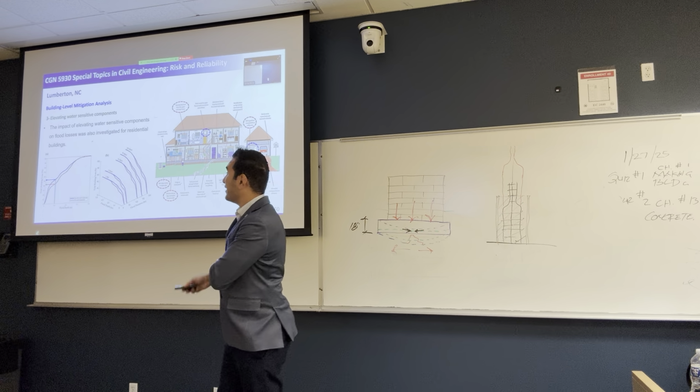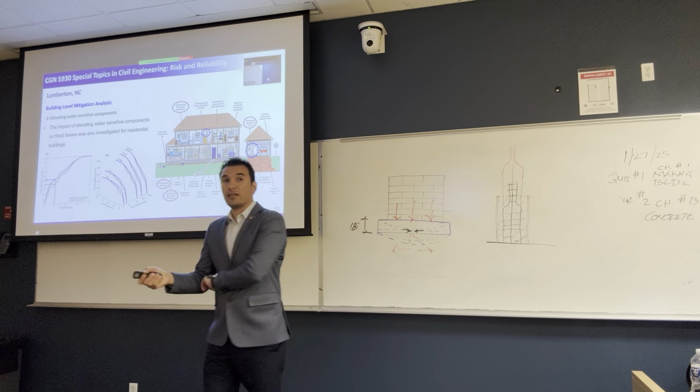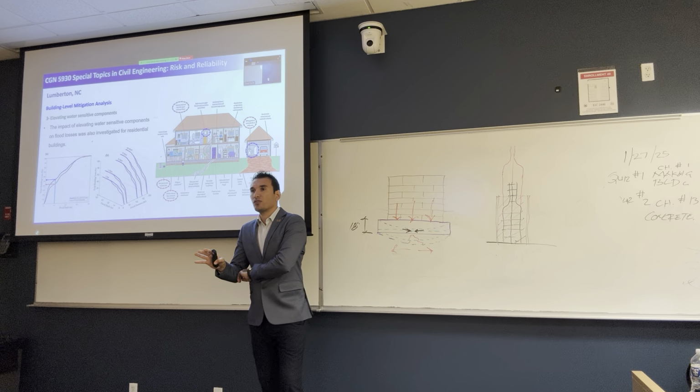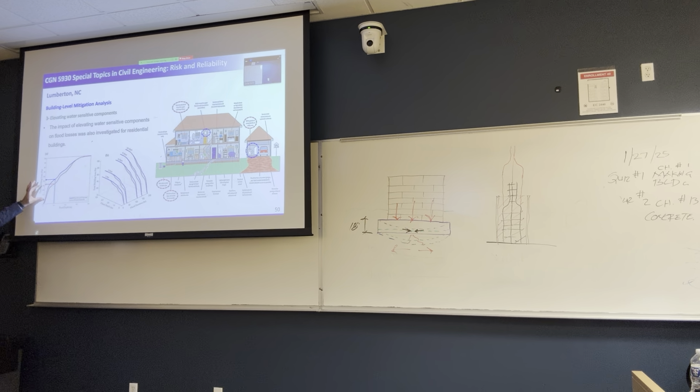The thing is, as you see here, the blue curve is if you don't have any elevation for the water sensitive component. The red curve is if you elevated the component. It's not that big a difference, right? The maximum that you can do is decrease the flood losses.